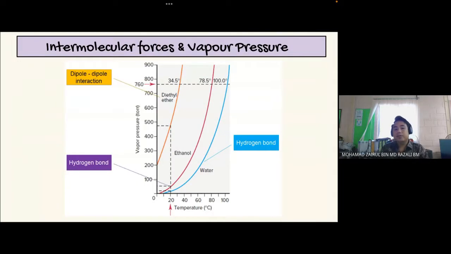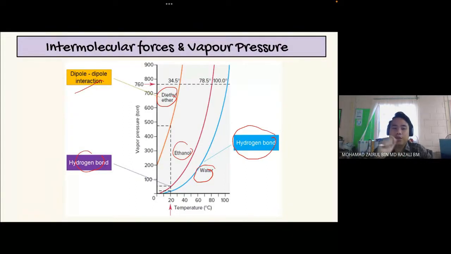Okay, now kita tengok contoh. Kita tengok contoh yang ini. So, kita tahu hydrogen bond, water have hydrogen bond, ethanol also have hydrogen bond, while the ethyl ether is dipole interaction. And we know that dipole interaction is obviously weaker compared to hydrogen bond. Tapi hydrogen bond between the molecule of ethanol is weaker compared to hydrogen bond water.